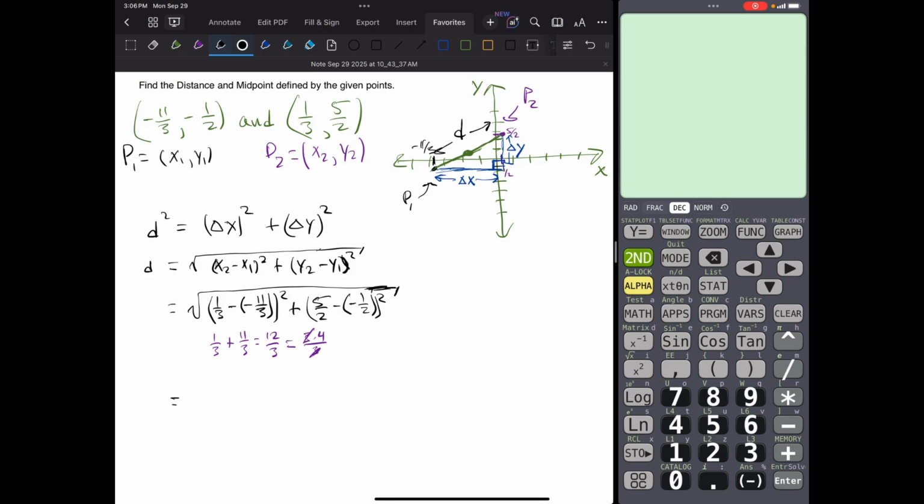And so I know that down here where I say equals and I put my big square root, this is just going to be 4 squared. Okay, now let's do that for the other one. It's going to be 5/2 minus a negative will be plus 1/2. That's going to be 6/2, right? 5 plus 1 over 2. But 6 is 2 times 3 divided by 2. 2 divided by 2 is 1. 1 times 3 is 3. And so the 2's go away. And so that's going to leave me with a plus 3 squared.